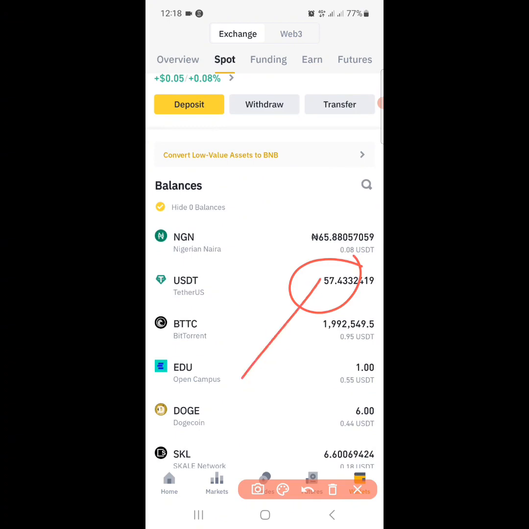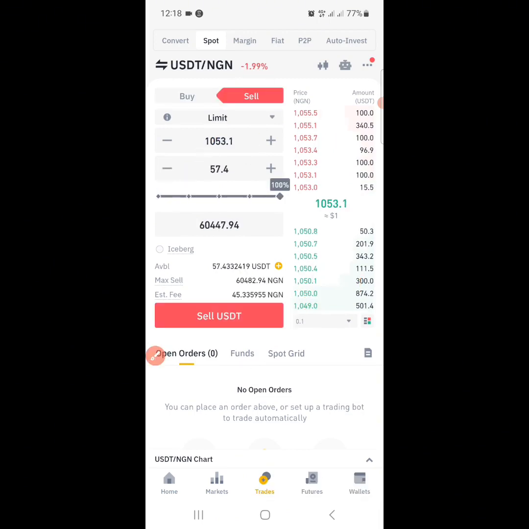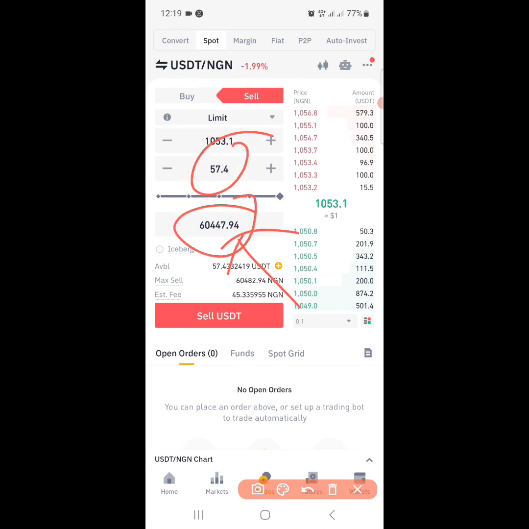You see, I'm having some amount of USDT in my wallet right now. I'm having about 57 USDT in my wallet. So if I decide to sell it off from Binance, I'll be seeing the amount I'll be receiving. So I can just go over to this sell area. Once I click on sell, I want to sell the total amount I'm having. So you see the amount I'll be receiving now.